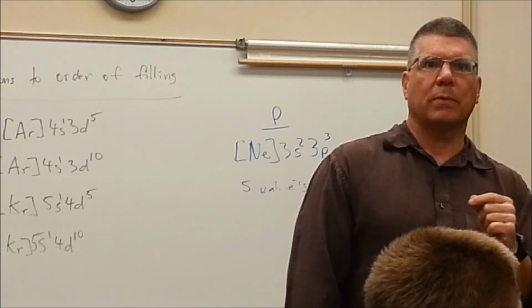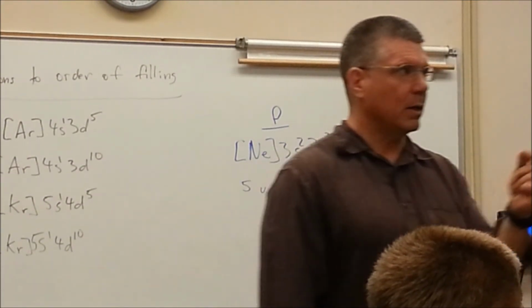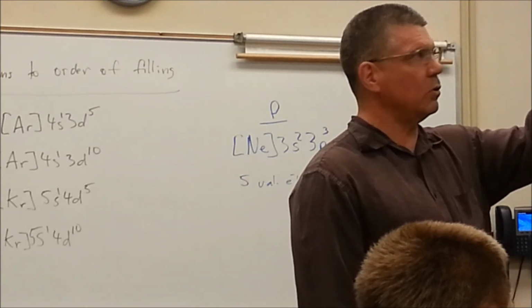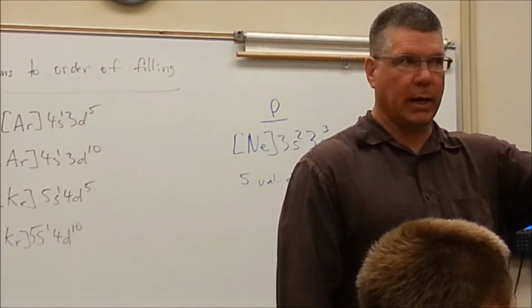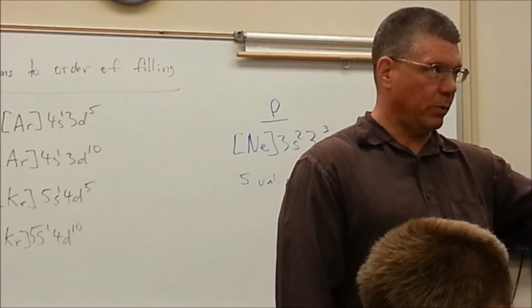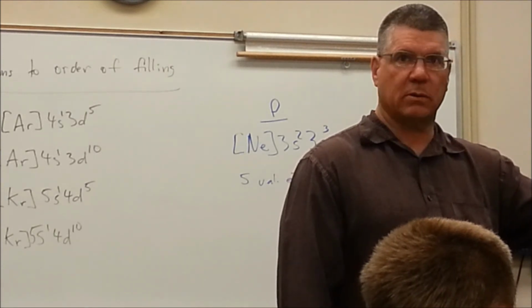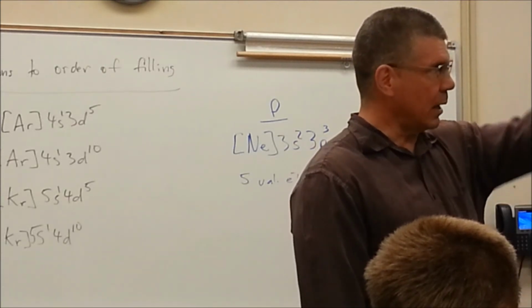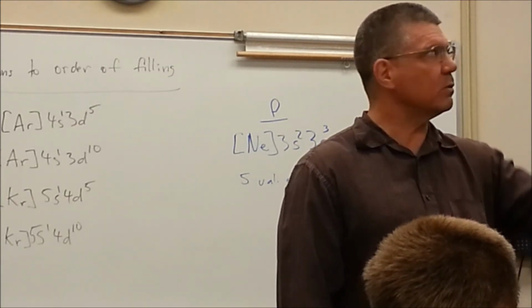Boron has 3, right? Going to carbon, helium core, then 2s2, 2p1. The highest occupied n is 2. There are 3 electrons there: the 2 in the 2s and the 1 in the 2p. So everything in that column has 3 valence electrons.